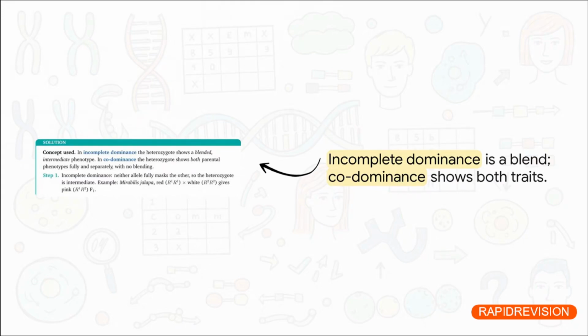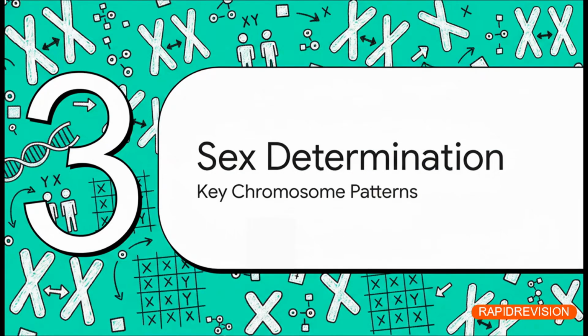Pink is a blend, right? It's an intermediate phenotype which immediately tells you it's incomplete dominance. But the AB blood group? That shows both A and B antigens together, completely unblended. That's codominance. Literally just apply this blend versus both test and you'll solve these questions instantly without a single drop of confusion. Section 3. Sex determination patterns.